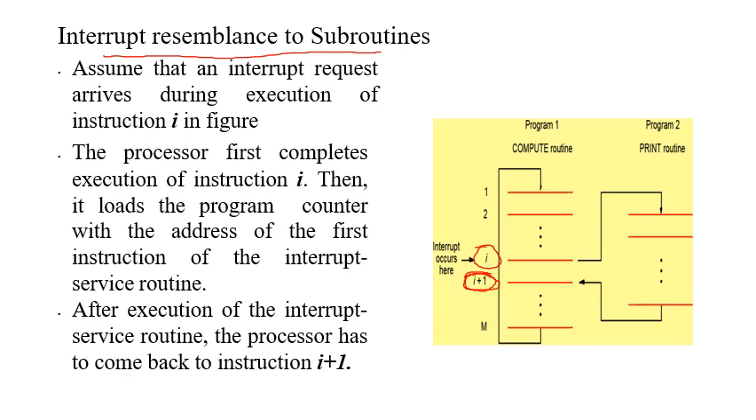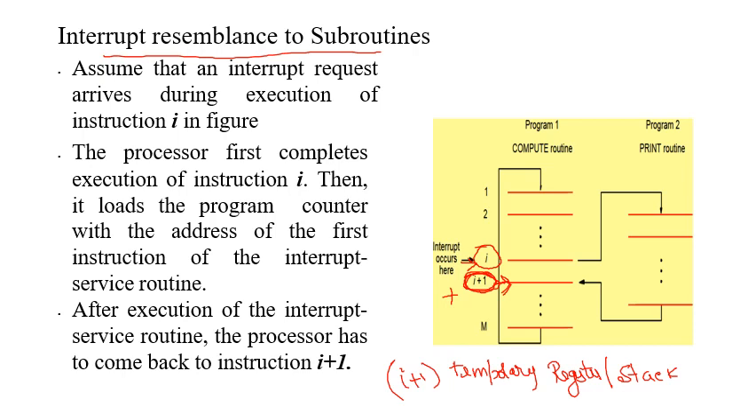Because the interrupt has occurred, the instruction that is present in I plus 1 will not be executed next. Instead, this I plus 1 value will be stored in a temporary register or stack. This value is stored so that when it returns back, the execution will resume from this particular location, the one pointed to by I plus 1.